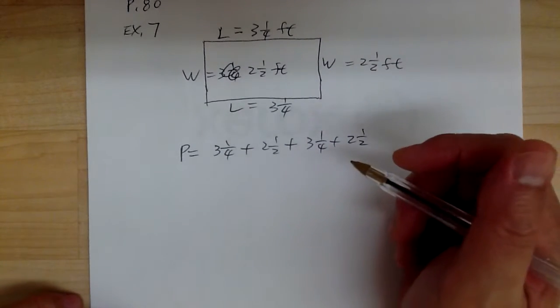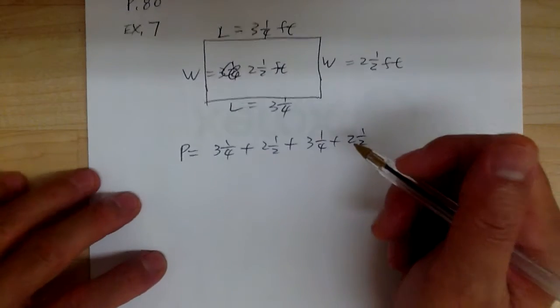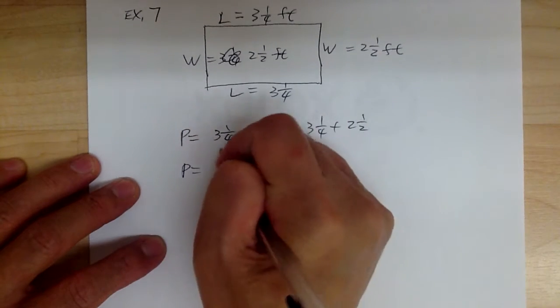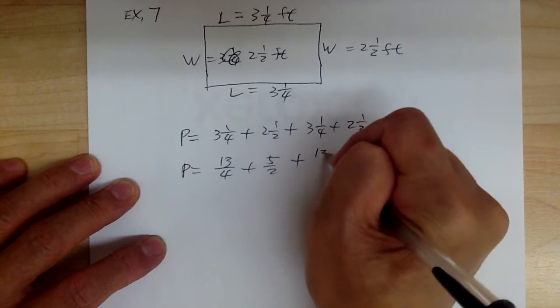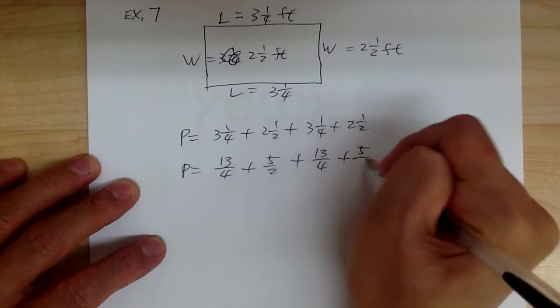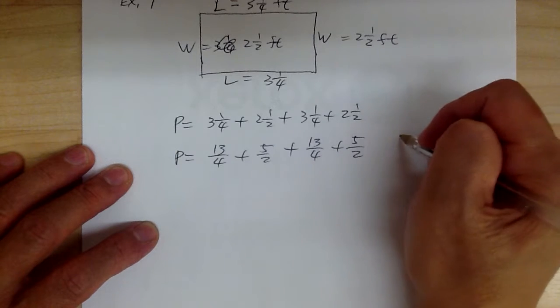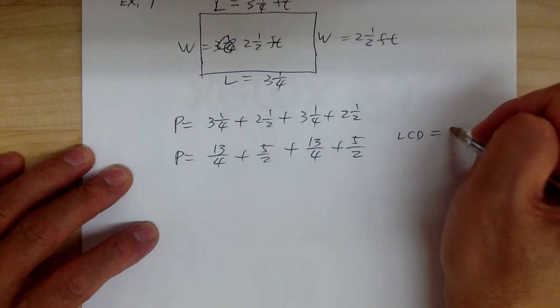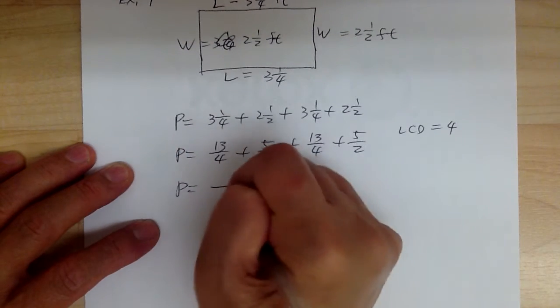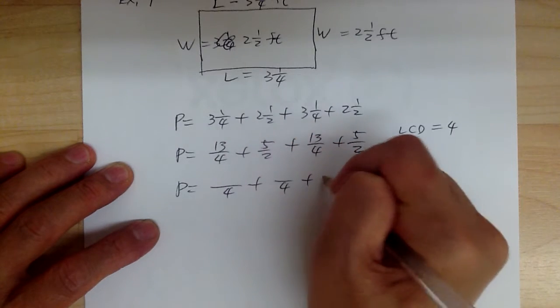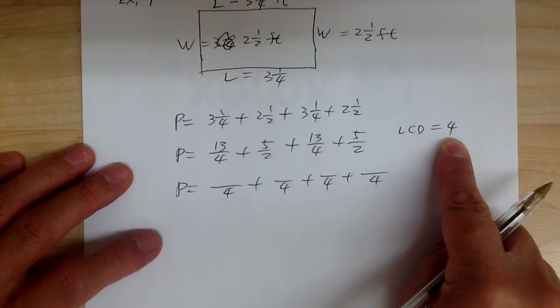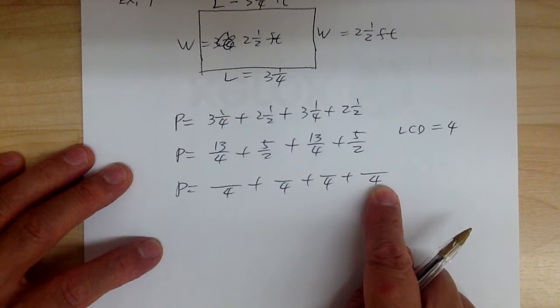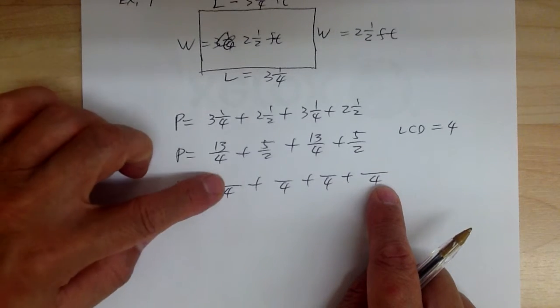Then what you can do is convert everything into improper fractions again. So perimeter will be 13 over 4 plus 5 over 2 plus 13 over 4 plus 5 over 2. Then you have to get your LCD. LCD equal to 4. So you can remember how to add fractions, right? Step 1, get your LCD. Step 2, put the LCD down here. Then steps 3 and 4 are to figure out what goes on the top.